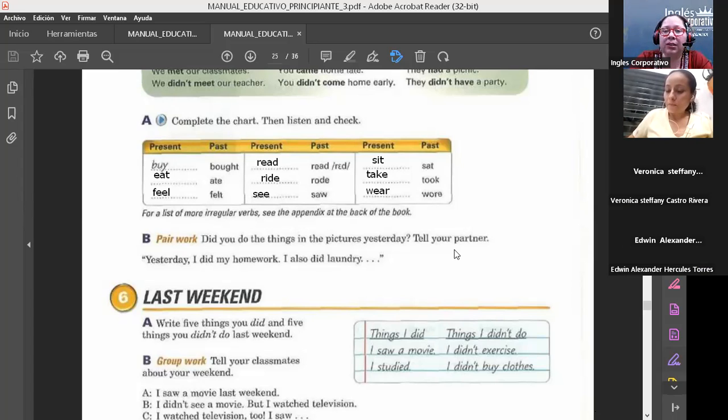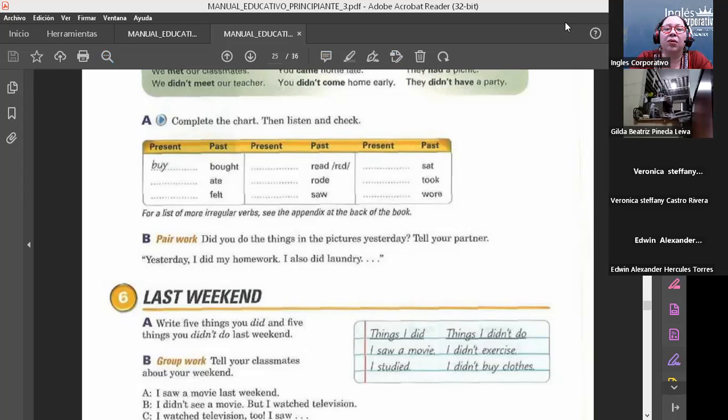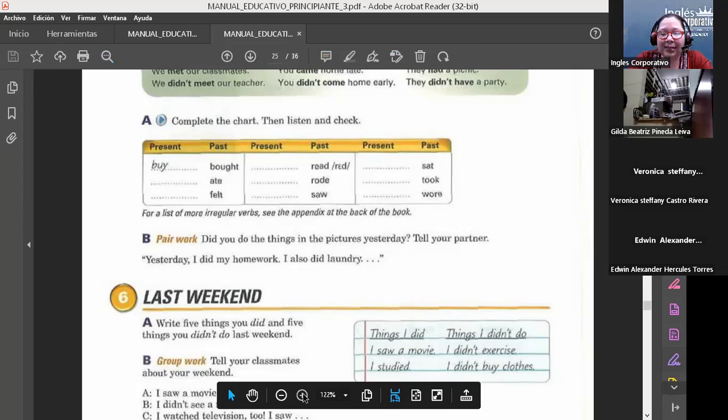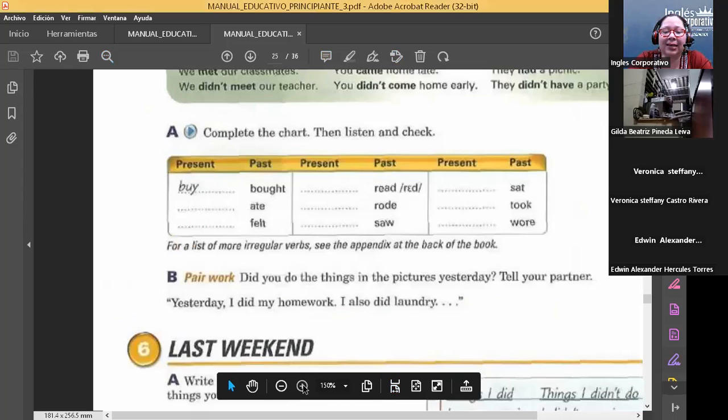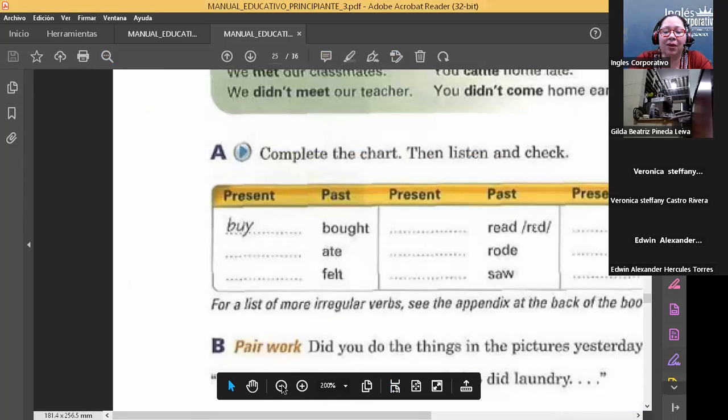Y vamos a acercar un poquito. No tengo el zooming activado aquí. Tengo que ir hasta allá. Vale, vamos a bajarlo así. Aquí está. Solo era de hacerle, ¿verdad? Y ya aparecía. Un poquito menos.